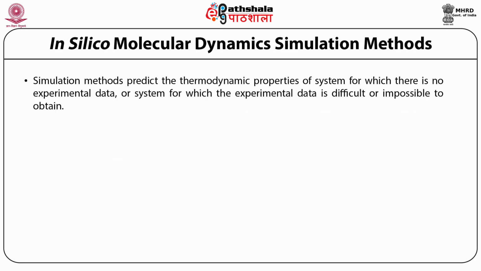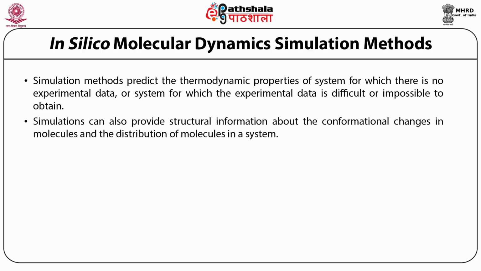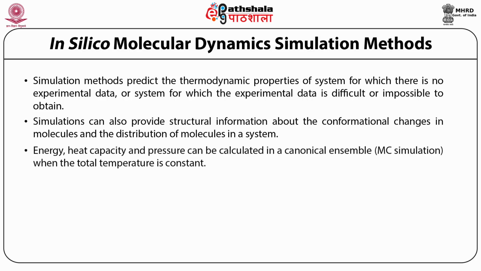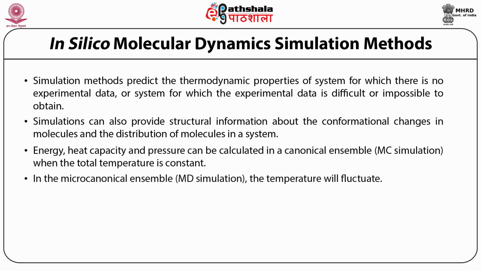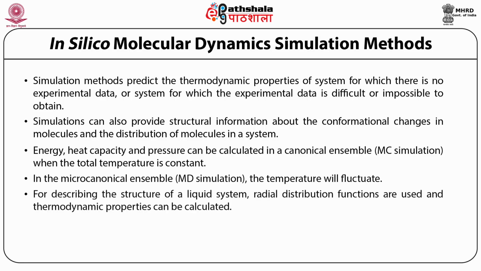Simulation methods predict the thermodynamic properties of systems for which there is no experimental data, or systems for which the experimental data is difficult or impossible to obtain. Simulations can also provide structural information about the conformational changes in molecules and the distribution of molecules in a system. Energy, heat capacity, and pressure can be calculated in a canonical ensemble in MC simulation when the temperature is constant. In the microcanonical ensemble in MD simulation, the temperature will fluctuate. For describing the structure of a liquid system, radial distribution functions are used and thermodynamic properties can be calculated.